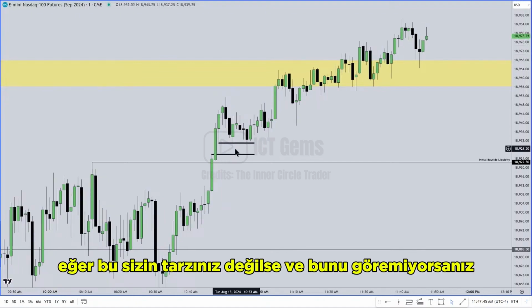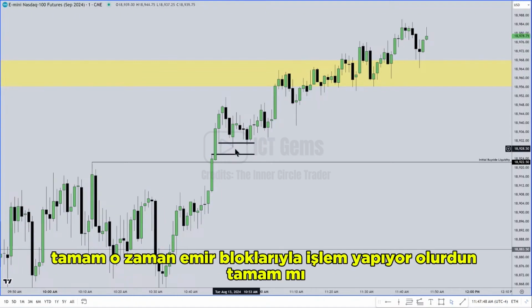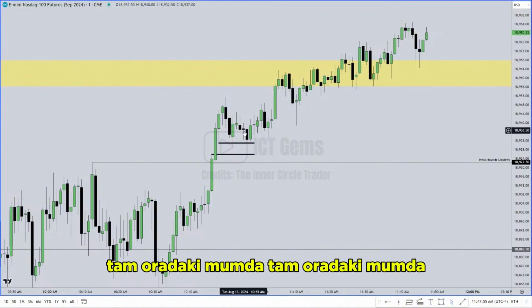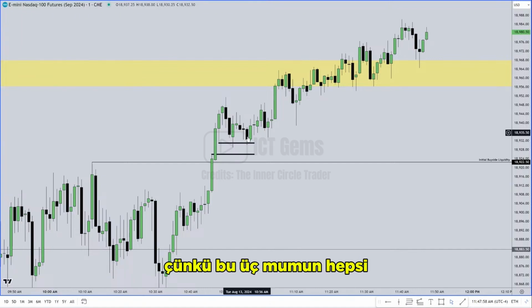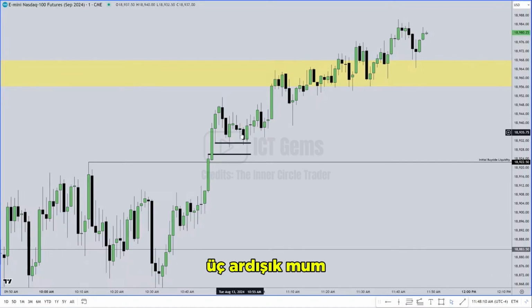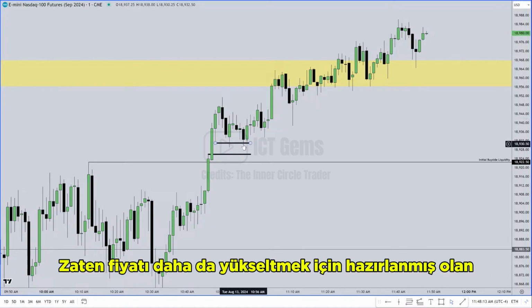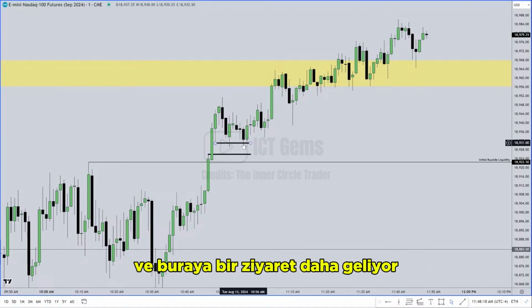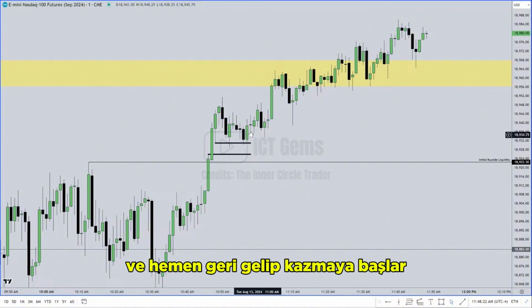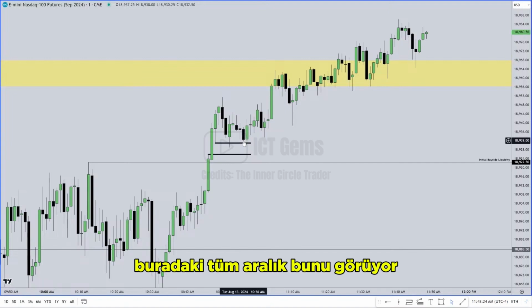If this is not your cup of tea and you can't see that, then you would be trading order blocks, and that would be this candle right there, and that candle right there, and that candle right there, because all 3 of these candles are one order block. These 3 consecutive candles are trading back down into this gap that has already been primed to send price higher, and we're just getting one more visit here, and then it trades above it, and it comes right back down and digs into this entire range here.